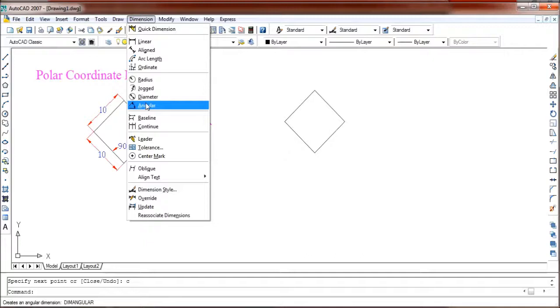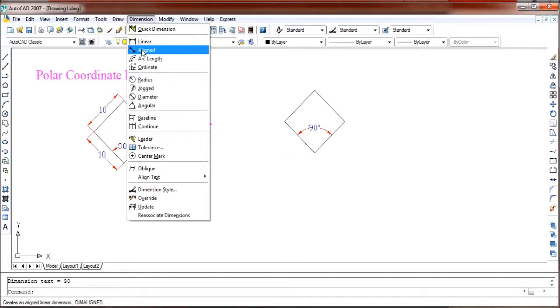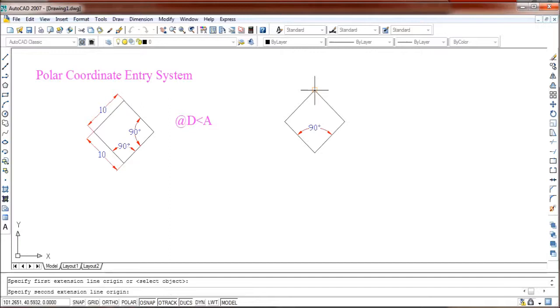You can check by dimensioning. The angle between this and this line is 90 degrees, and also the dimension of these sides is 10 drawing units. So these are the three coordinate entry systems we use in AutoCAD while working on a drawing.